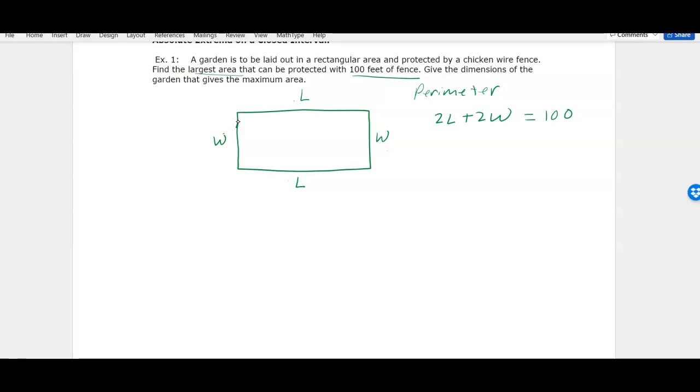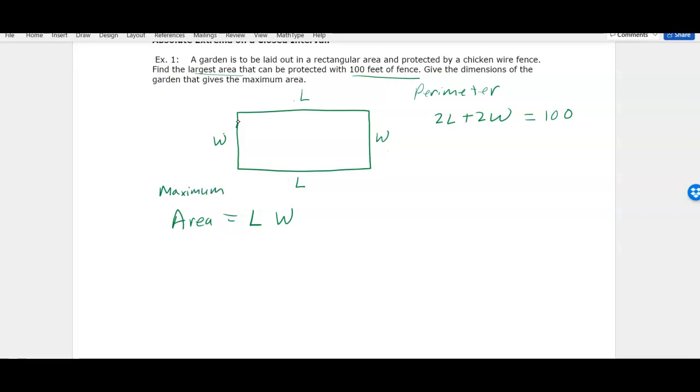I'm being asked to find the largest area. Well, that's different than perimeter. The area of a rectangle is length times width. There's two variables there. I'd like to turn that into an equation with one variable. So this is what I need to maximize, this area equation.